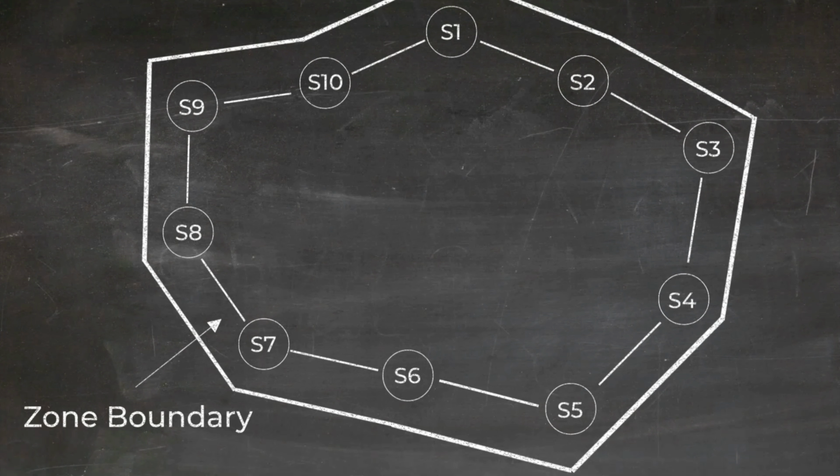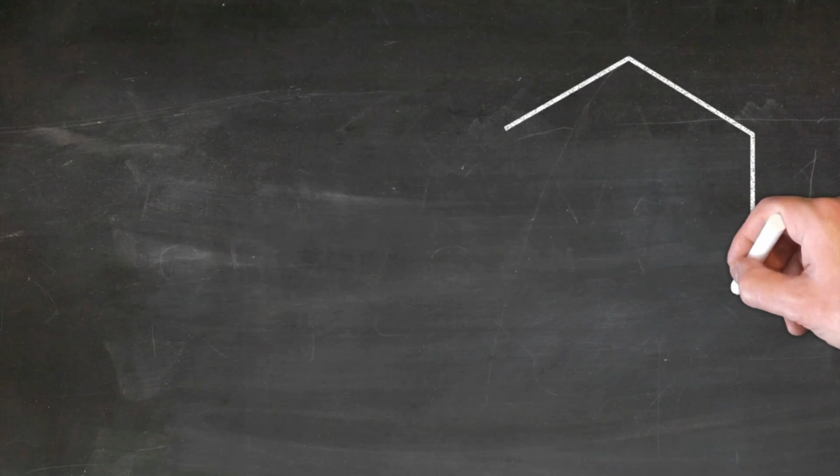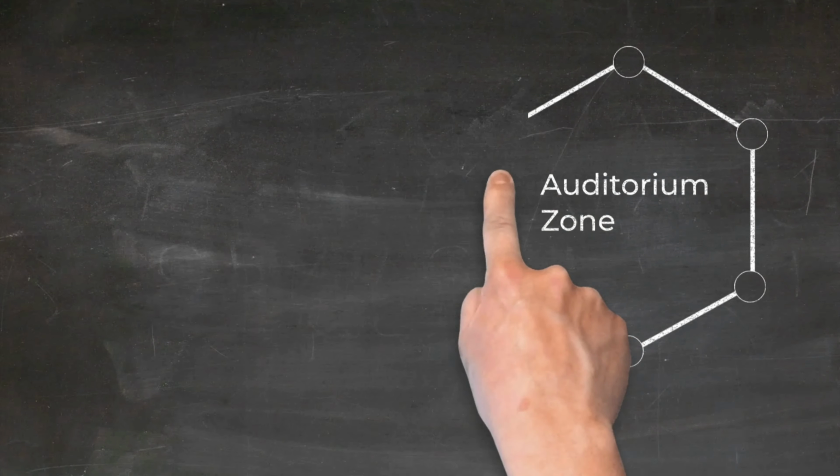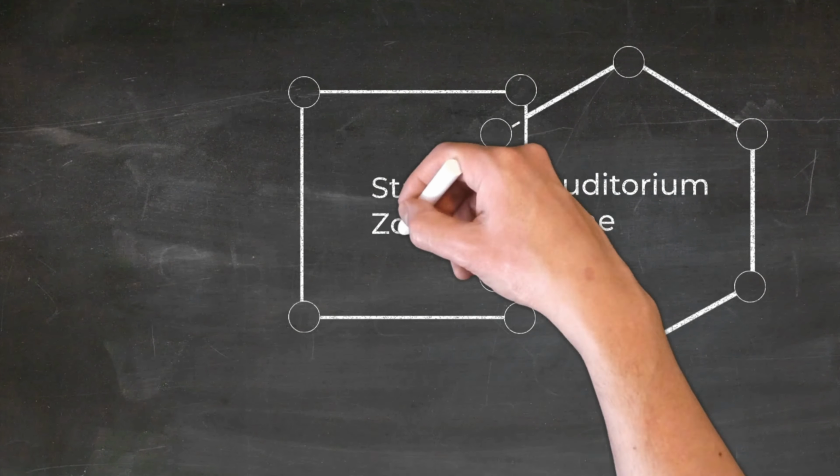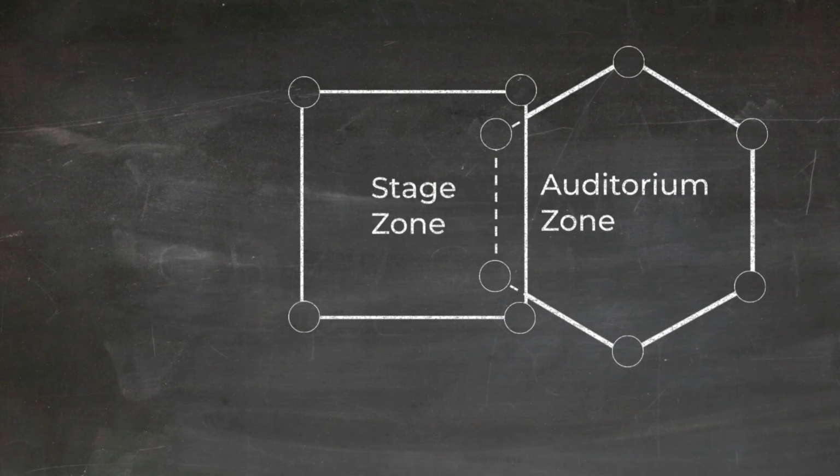The panLab panner can contain multiple zones, and you can layer zones on top of each other to create complex spatial environments. Here's a practical example. Here we have two zones at the same height, an auditorium zone and a stage zone. Because the two zones overlap, you can move a source between the stage and the auditorium. You can fine-tune the transition between these two zones using their respective zone boundaries.